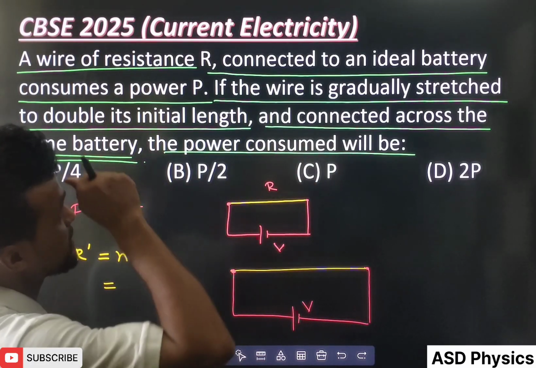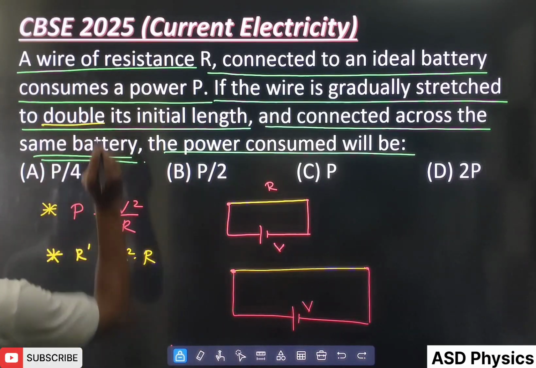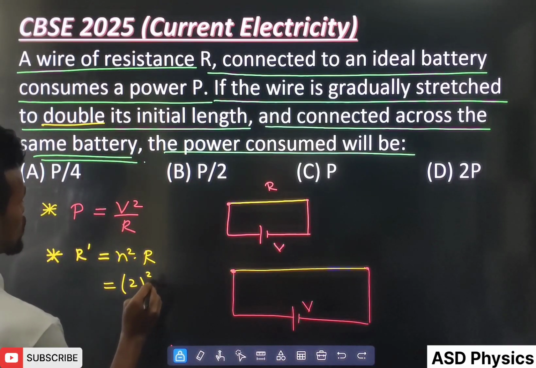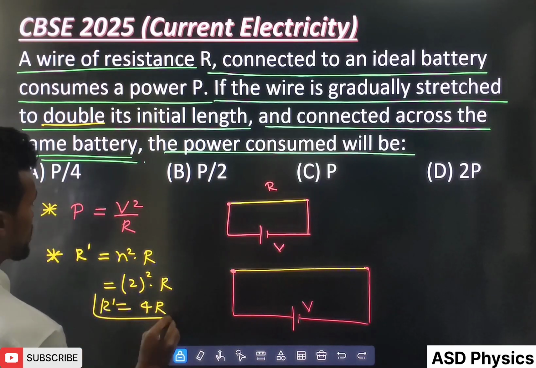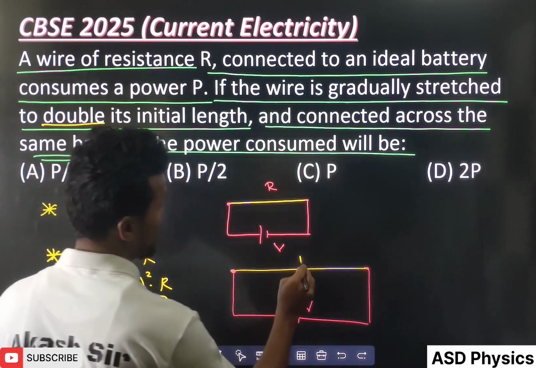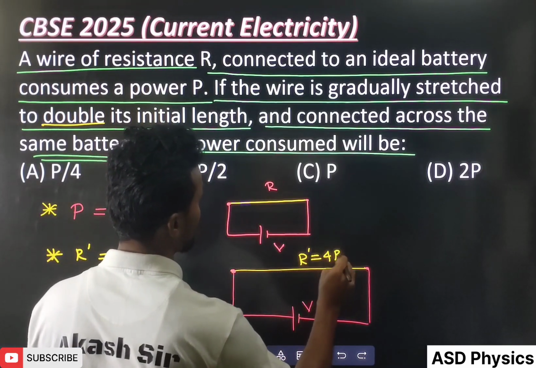How much is it elongated? You can see very well, students, it is stretched to double. So the N value is 2. So 2 square into R comes to 4R. What is coming here, students? R dash equal to 4R. This new resistance R dash is equal to 4R.